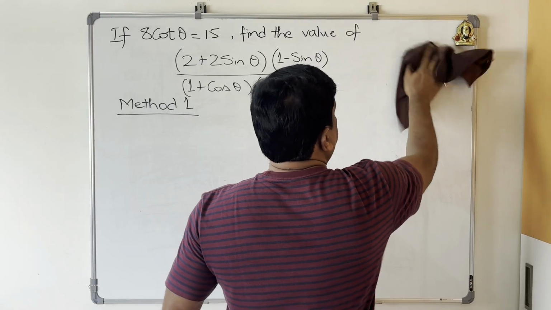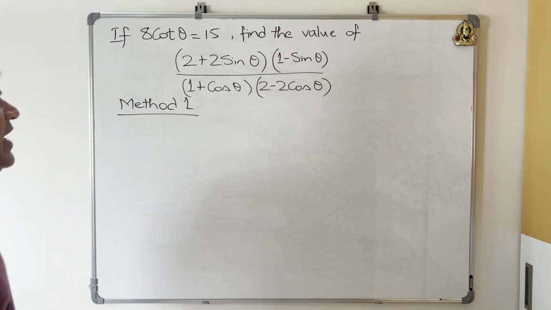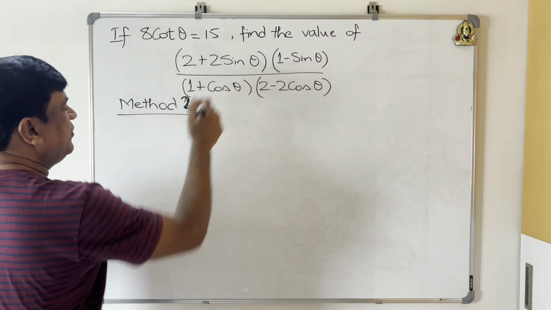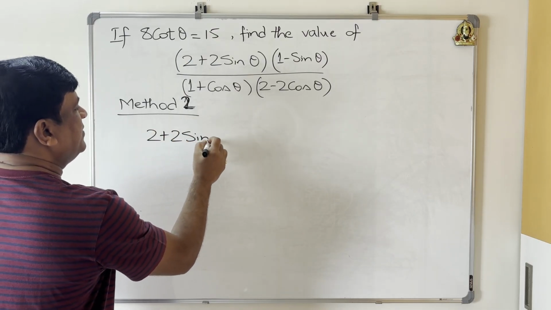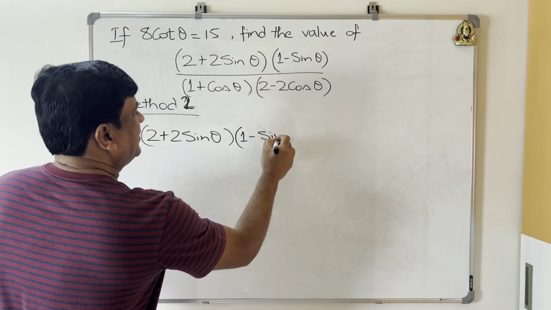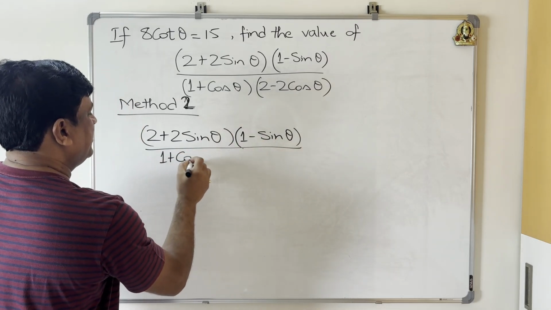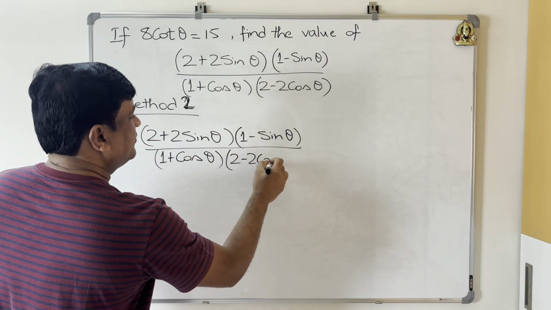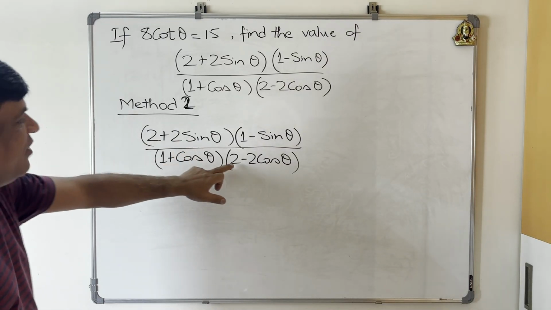This is the much more simpler method, because the moment you become more experienced in doing trigonometry, you're going to use method 2 going forward. So let's take the expression again. It is 2 plus 2 times sine theta times 1 minus sine theta, right? Divided by 1 plus cos theta times 2 minus 2 cos theta. Okay, look at it clearly. Do you have a 2 common over here? And you have a 2 common over here.